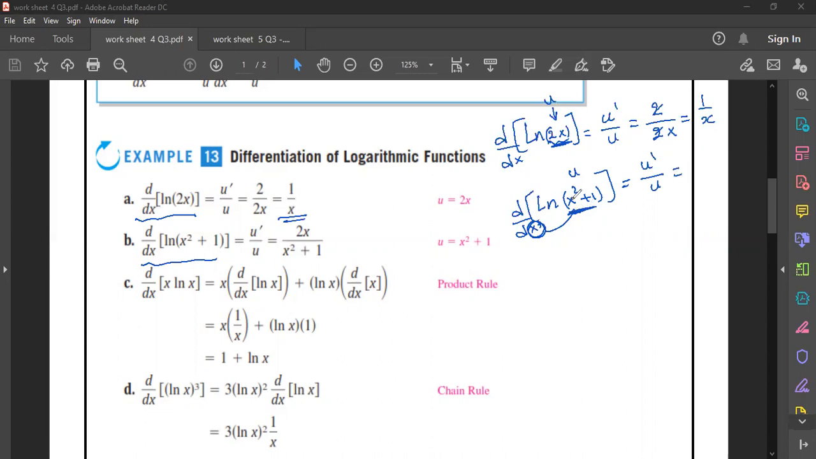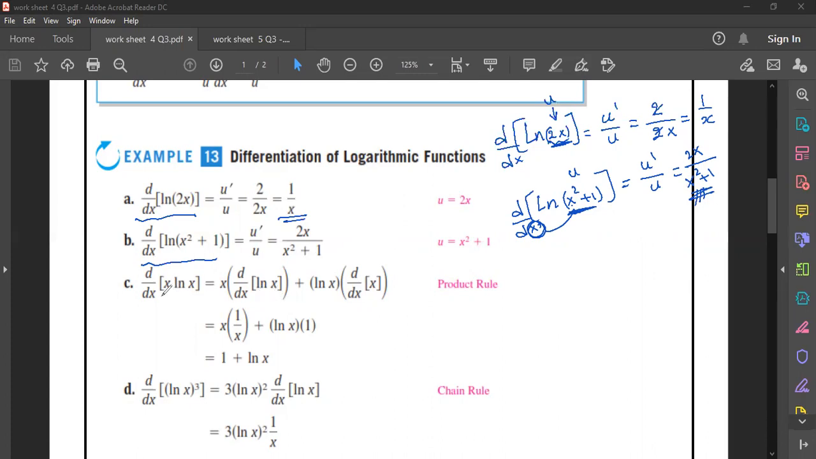What is the derivative of this function? The derivative of each term: what is the derivative of x squared? It will be 2x. Plus the derivative of 1, which is a constant, so it will be 0. It can be omitted, I don't need to write plus 0. Over this function, which is x squared plus 1. That is the derivative, or the differentiation, of this function.